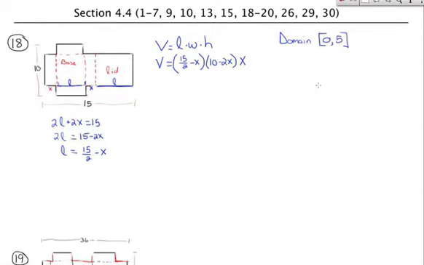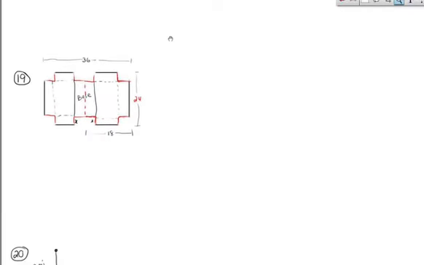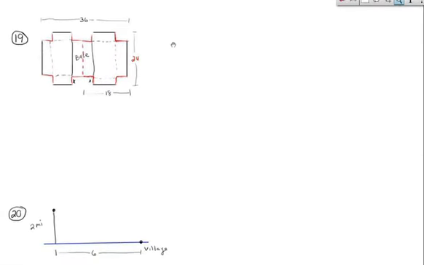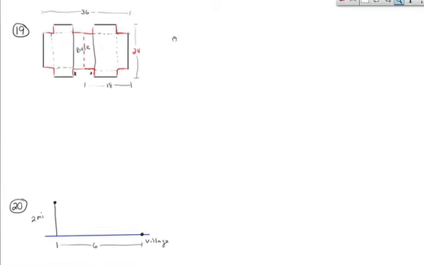All right. So then it says use graphing to find the maximum, confirm it analytically. We'll do the analytical part first, but we'll do that in a separate video. So again, here's the volume equation. We simply want to maximize it. All right. So then we get to problem number 19, which is another box question.